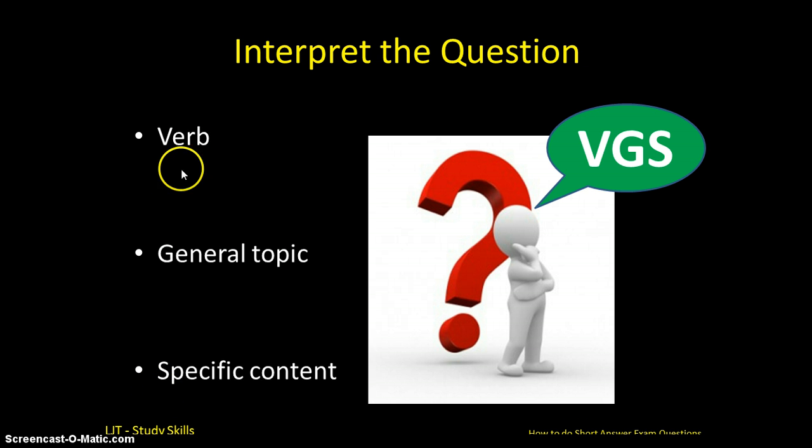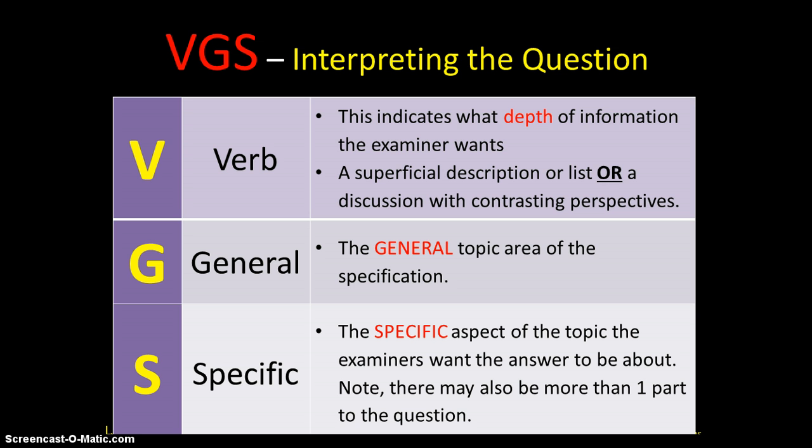So the VGS, verb, general, specific, is a suggestion from me to help you interpret questions well. And I've put it in a text table here so you can see. Verb: this will give you a clue on what sort of depth of information the examiner wants, if it wants you to compare, if it wants you to list.